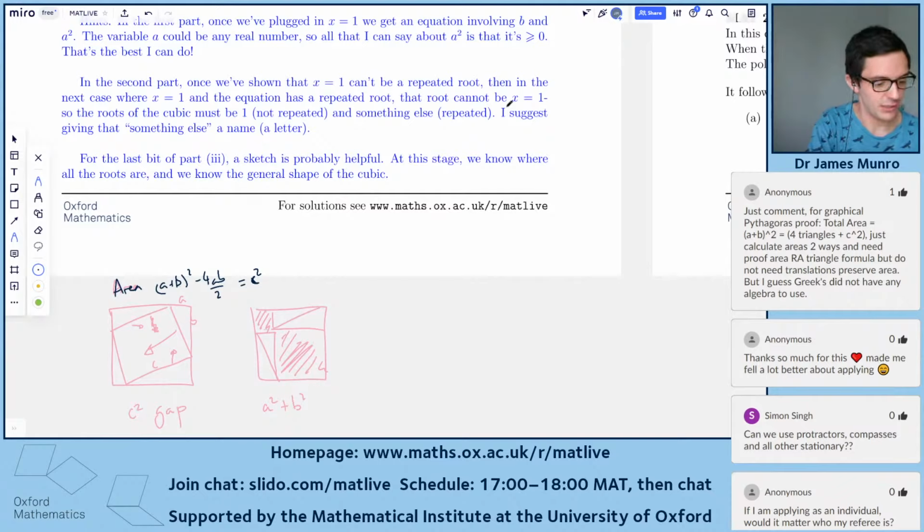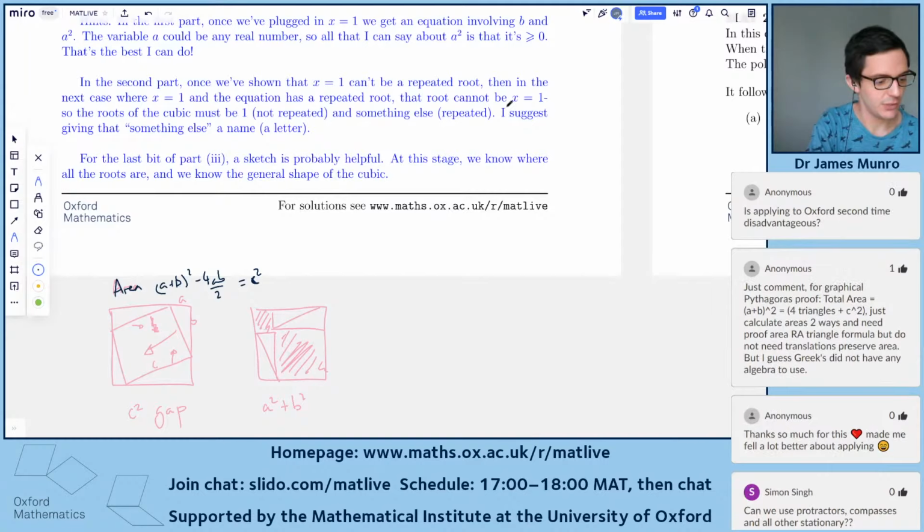Cool, okay. And let's do this one. Is applying to Oxford a second time disadvantageous? I think I know what the question means.